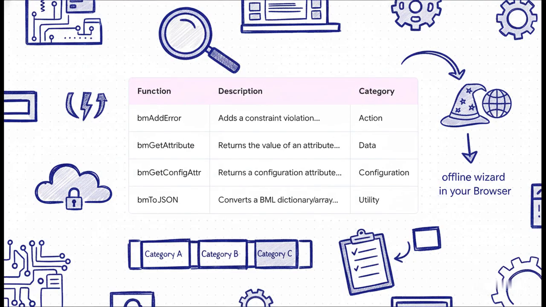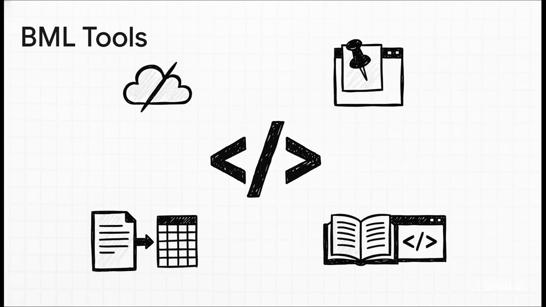Just look at this. What you're seeing is a complete, searchable catalog of every single BML function, all 191 of them. So instead of having Oracle's documentation open in another tab, you've got this offline wizard right there in your browser. You can filter by category, search for what you need, and copy the function with a click. The real key here is that it's always available, even if you lose your internet connection.